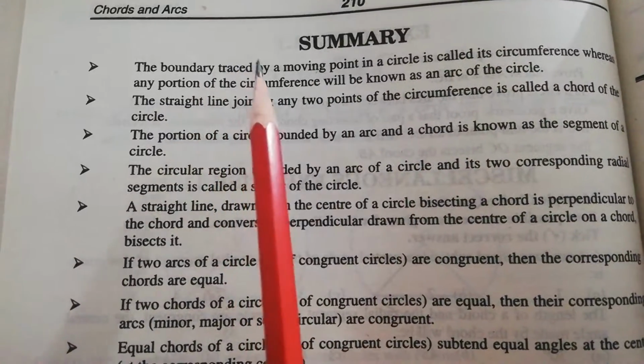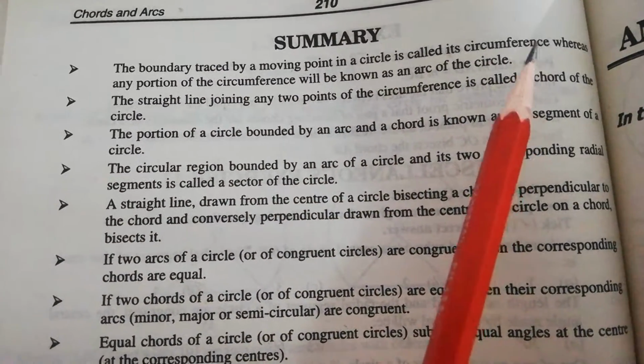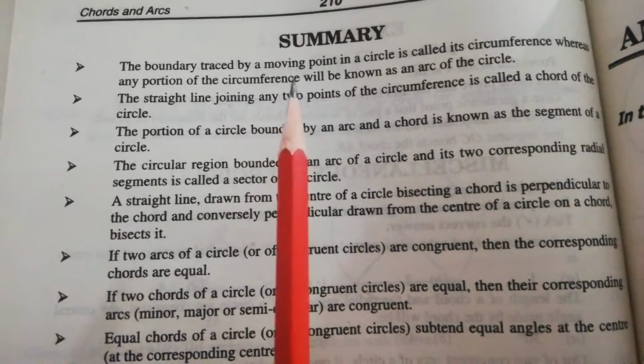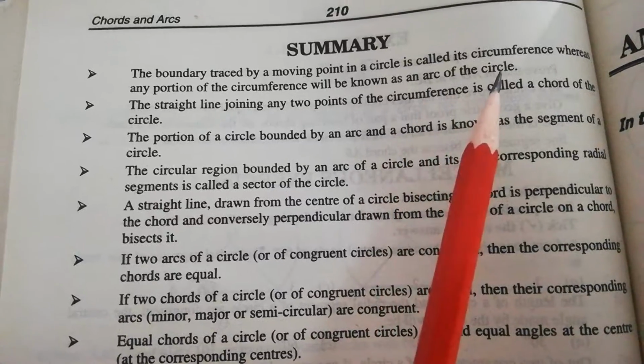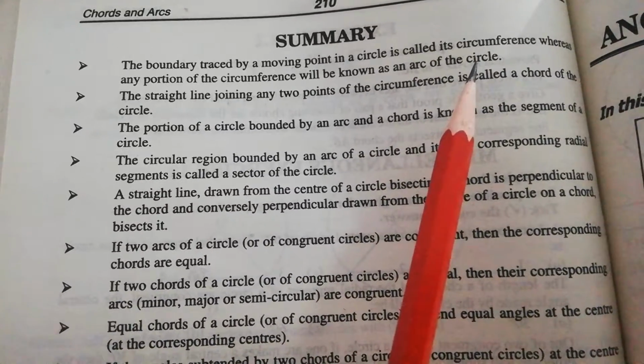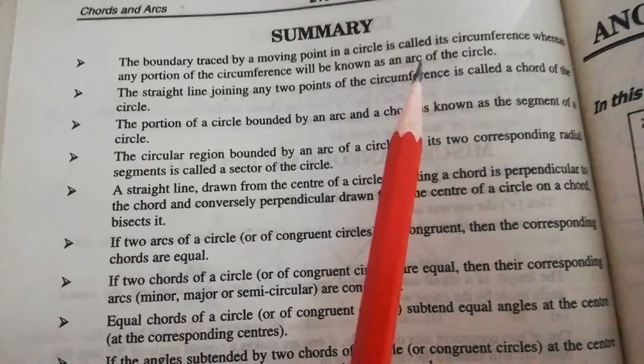First is the definition of the circumference. The boundary traced by a moving point in a circle is called the circumference, and some portion or part of the circumference is known as the arc of the circle, which we have discussed in detail in chapter number 9 with a diagram.